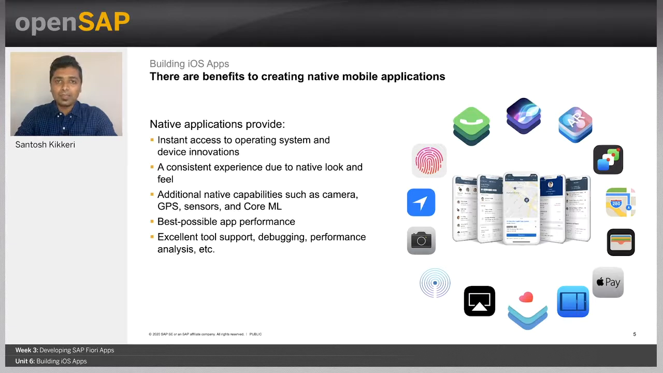Here are some benefits of using native apps. You get instant access to the operating system and on-device innovations. You get consistent user experience due to native look and feel. And you can really unleash all of the native capabilities of the devices such as camera, GPS, sensors, and core machine learning capabilities. You get best possible app performance, and there are excellent tools for you to develop, debug, and optimize performance.